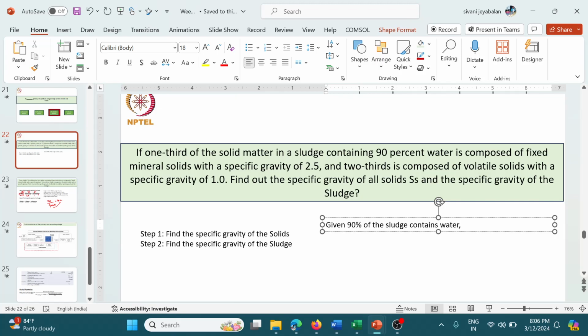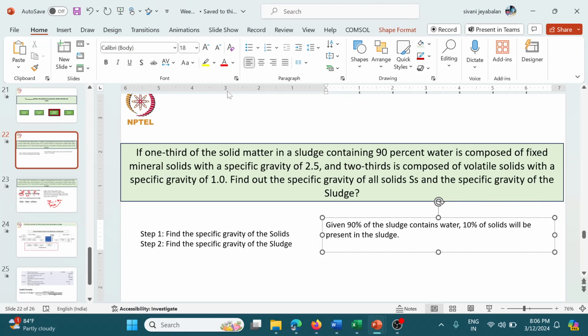10%, ma'am. 10 percentage, correct. Okay. So 10 percentage of solids will be present in the sludge. Okay. So this is the first thing.